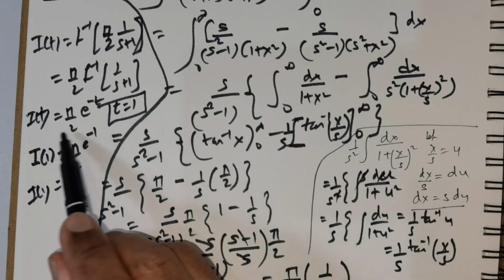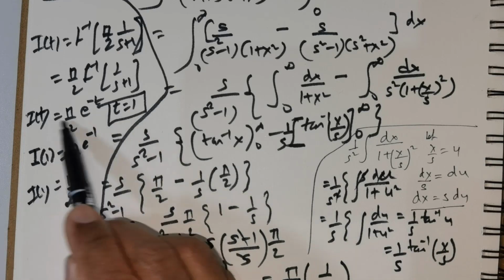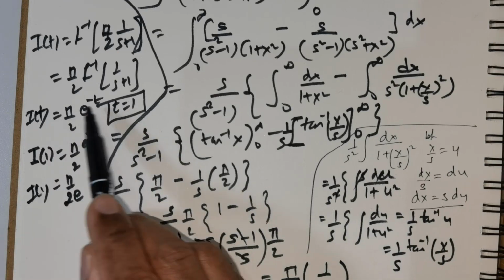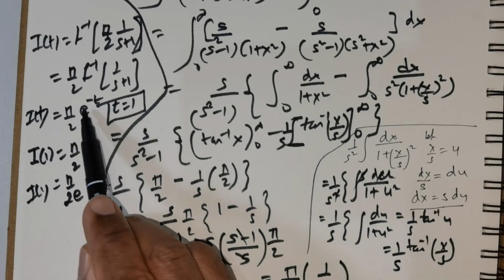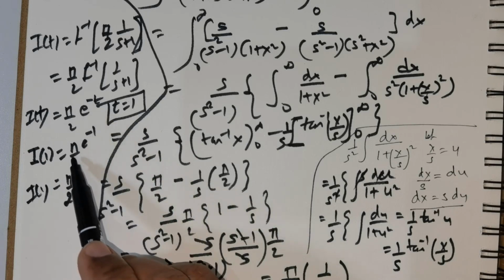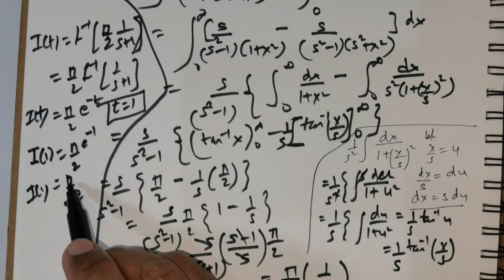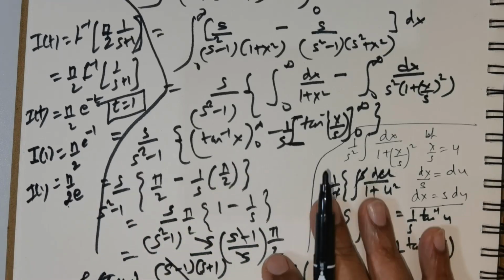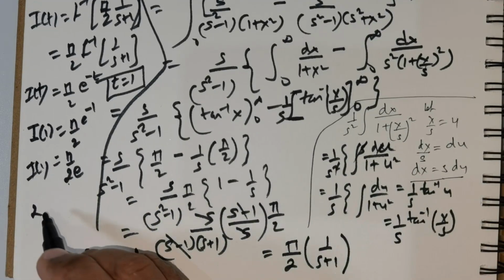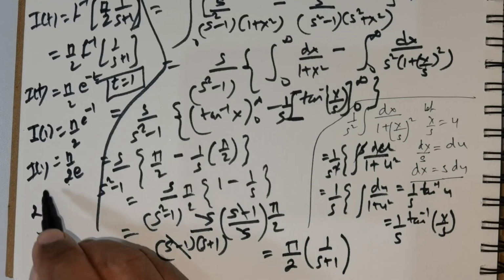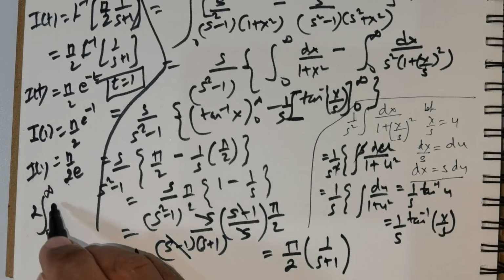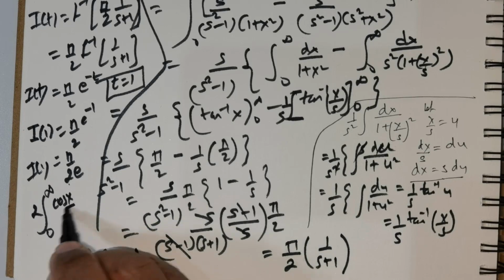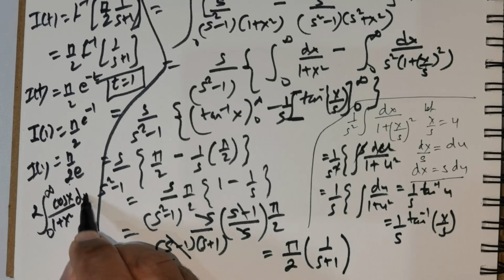So let me explain one more time. We need the value of the function when t is equal to 1. So I'm substituting t equal to 1 here. So I get e raised to the power of negative 1 times pi over 2. I push the e down. So that's going to be pi over 2 times e. But this is I. But we don't need this. What do we need? We wanted 2 times integral 0 to infinity of cos of x over 1 plus x squared times dx.